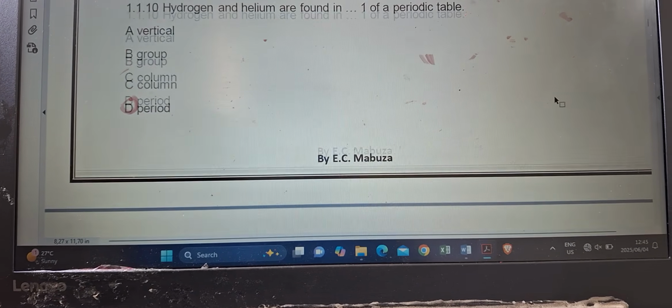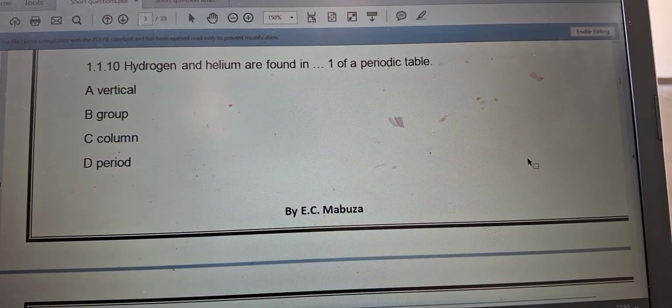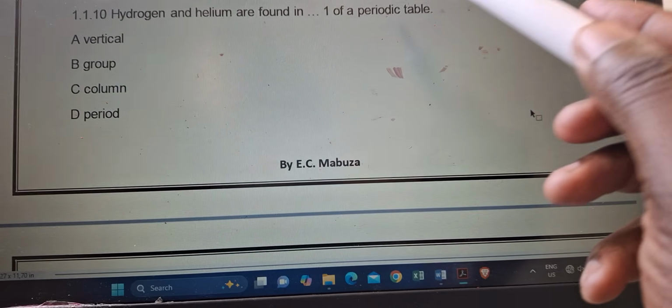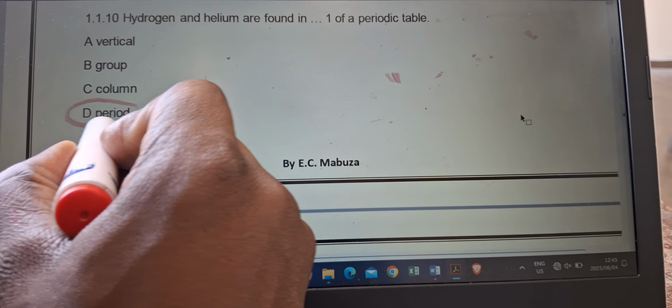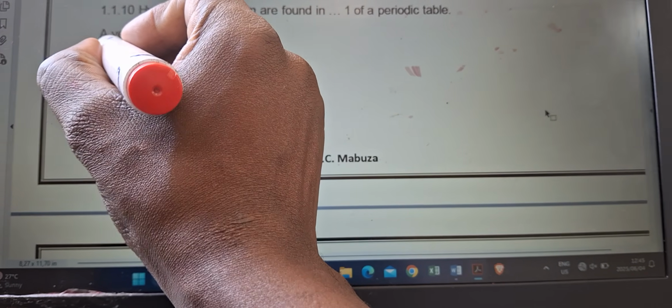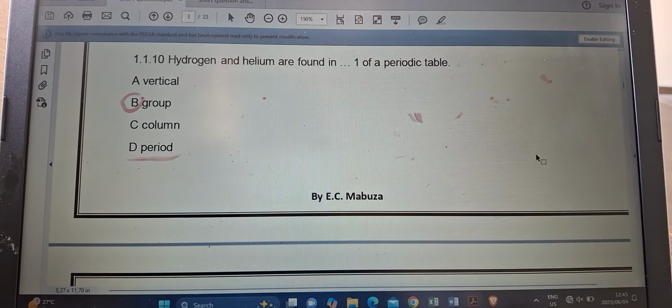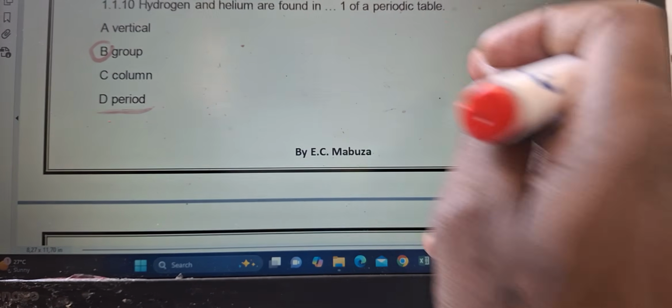Number 10, halogens or hydrogen and helium, they are found in group 1 of the periodic table. So this one, they are part of what? Of the alkali metals.